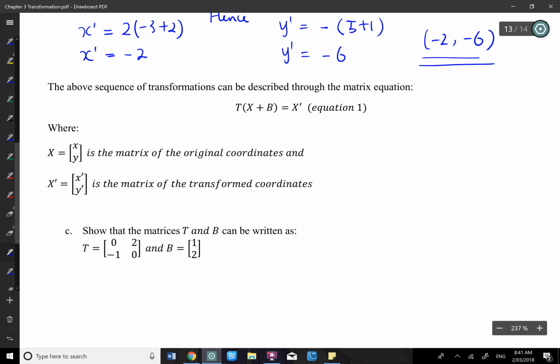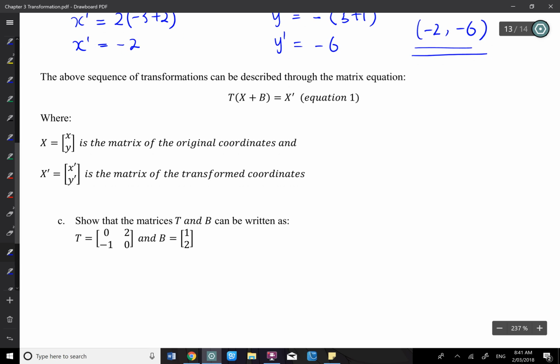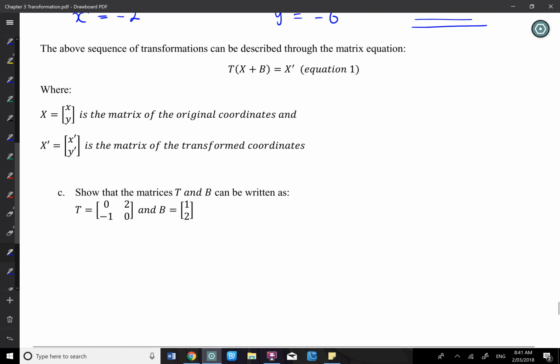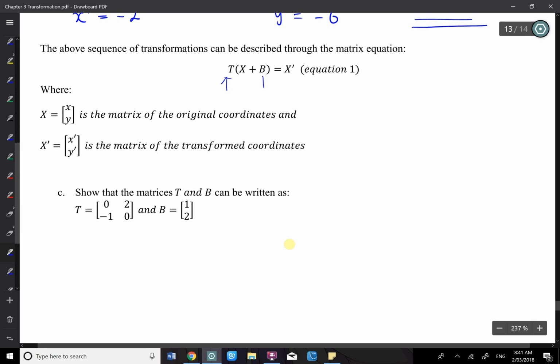Let's have a look. The above sequence of transformations can be described through the matrix equation, where x is (x, y), and x dash is (x dash, y dash). Show that the matrices T and B can be written in this way.